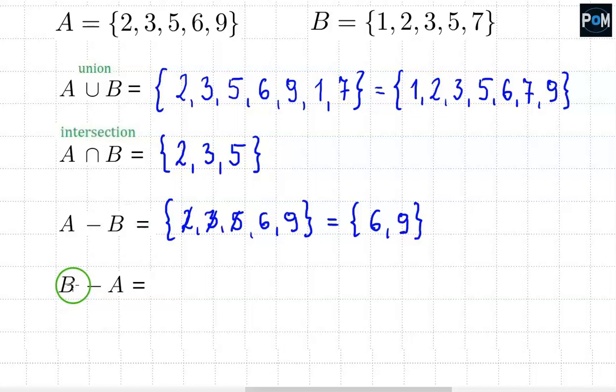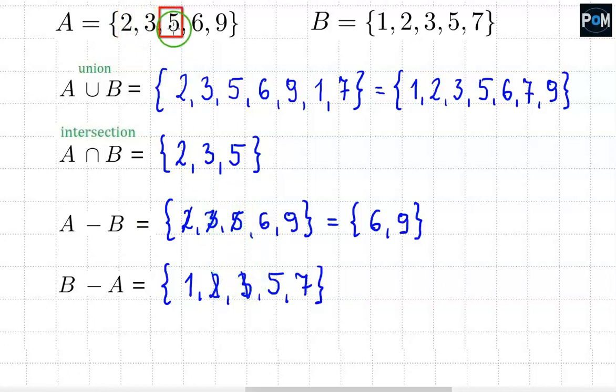Now, the other way around, the difference of sets B minus A. This time, we take the whole first set, which is set B. We write it down here. From this set, we remove all the elements that are in set A. In set A, there is a 2, so we need to remove the 2 from here. In set A, there is a 3, so here we need to remove the 3.